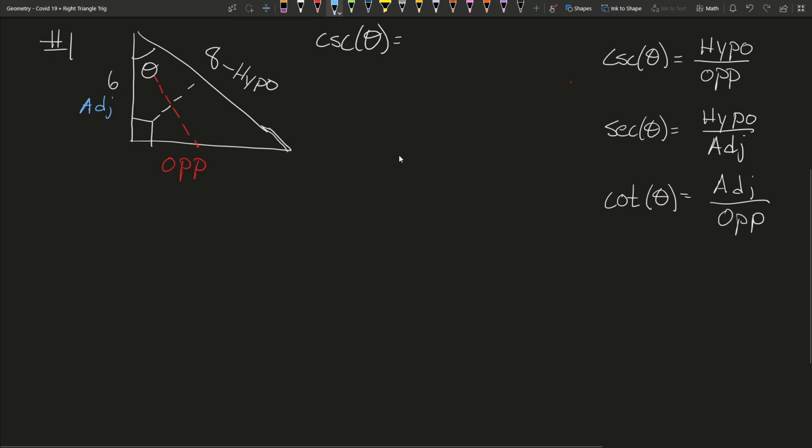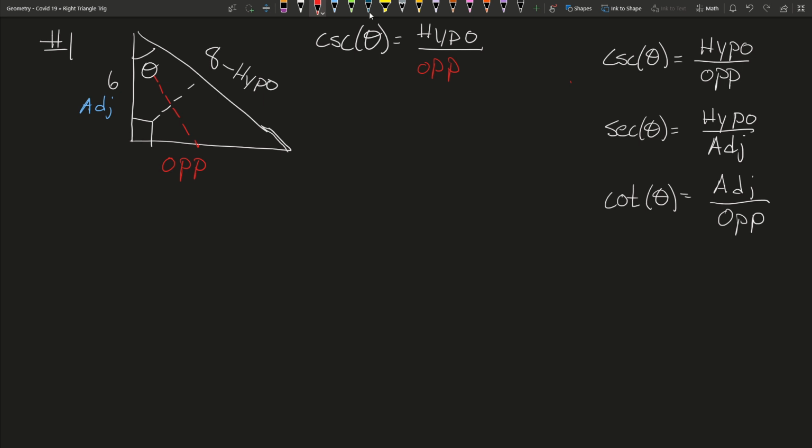All right, and cosecant will always be hypotenuse over the opposite side. Okay, so we have the adjacent and hypotenuse, but we don't have the opposite, so we need to solve for it. And this is where it becomes a lot like what we were doing before.